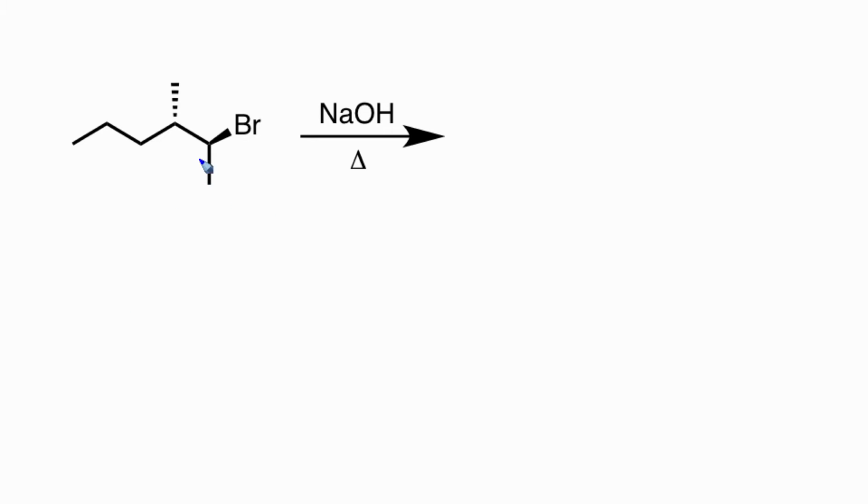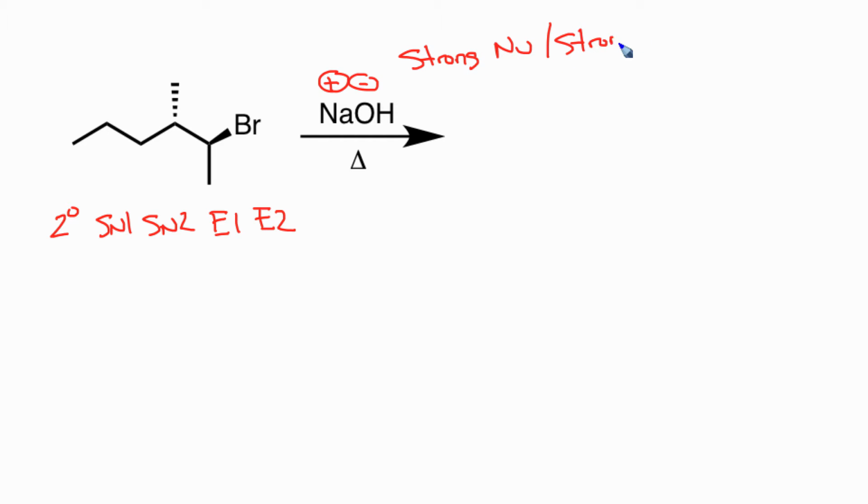Here we're given a secondary bromide substrate, and secondary substrates can undergo any of the mechanisms: SN1, SN2, E1, E2. Our nucleophile or base is sodium hydroxide. That's a strong nucleophile and a strong base.